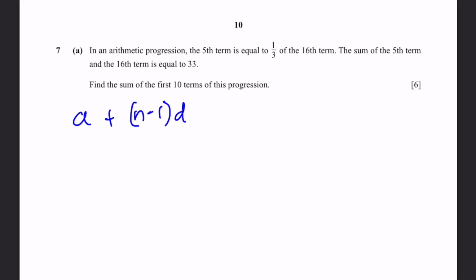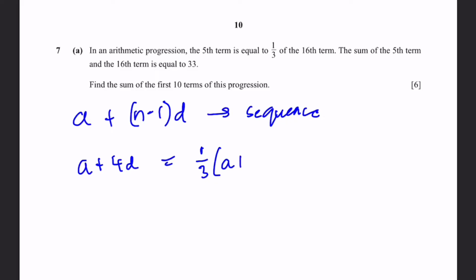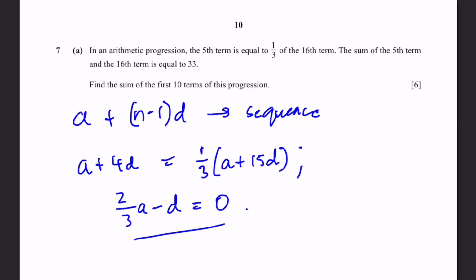I have the fifth term, which means, let's say this is the sequence. So the fifth term is a plus 4d, because n is equal to 5. So it's going to be equal to 1 by 3 of the 16th term, so a plus 15d. And in other words, when we simplify this, 2 by 3a minus d is equal to 0. Now this we can write as equation number 1.